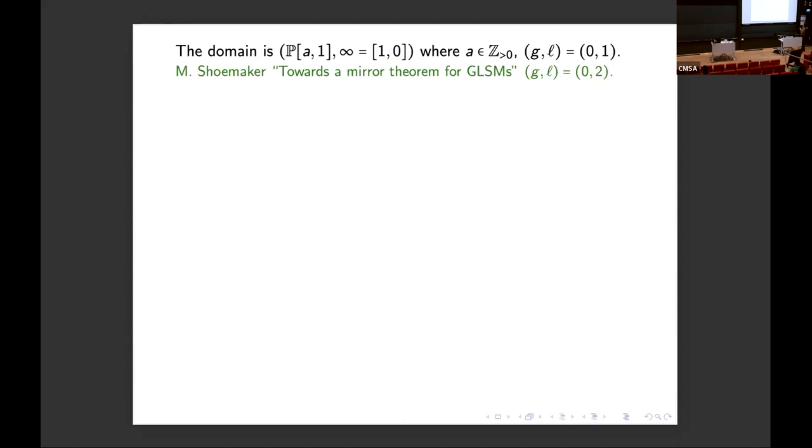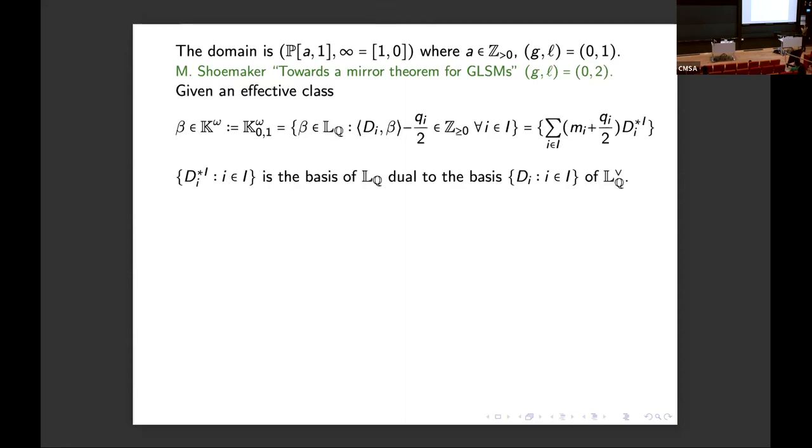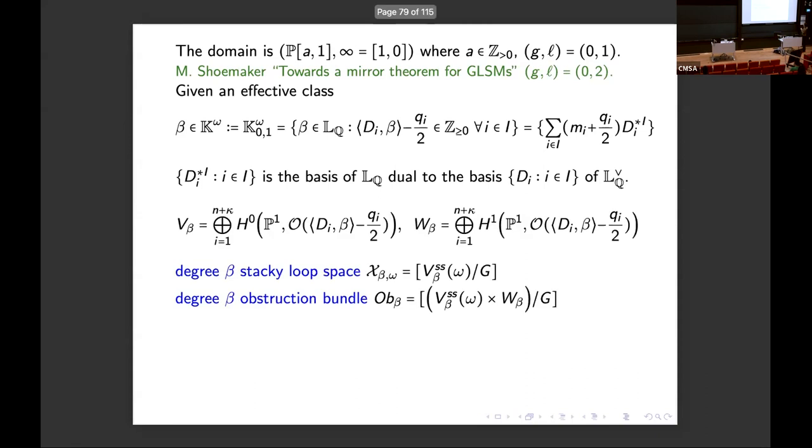So the log canonical is trivial in this case. So these are just possible effective classes. If we fix the effective class, we consider degree beta quasi maps. They are just given by M plus kappa sections of line bundles on this weighted P1. So V_beta is just the space of deformations of these sections, and W_beta is the space of obstructions.